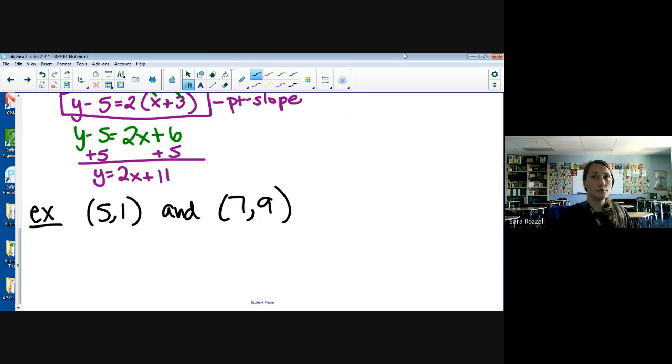Okay, so to put it in point slope, we have to have a point and we have to have a slope. We've got 2 points, but we have no slope. Can we find the slope if you have 2 points? Yeah, so we have to find the slope first, and then we can pick whichever point we want to use for our point slope form. So if they give you 2 points, you have got to first find the slope.